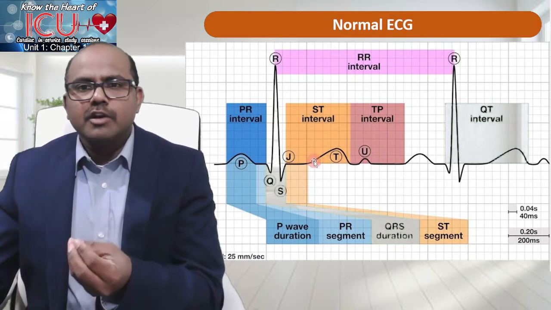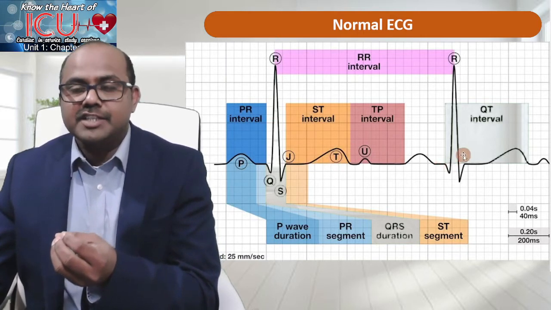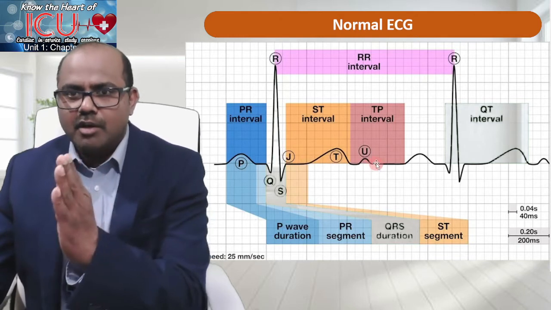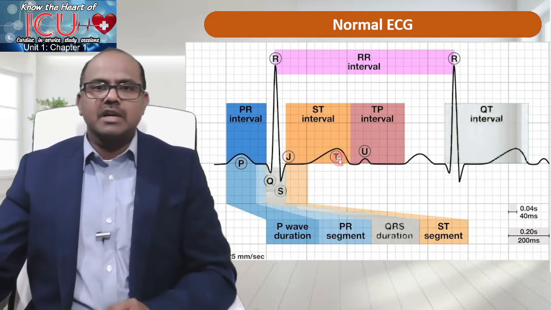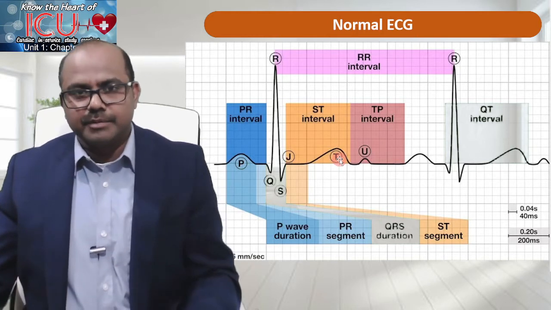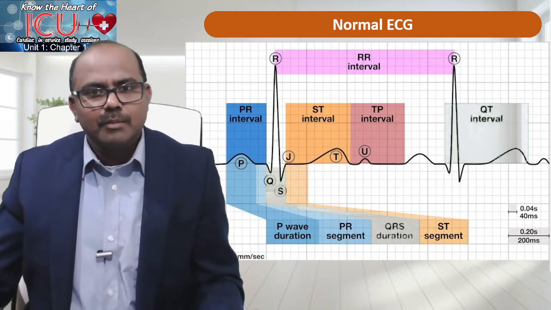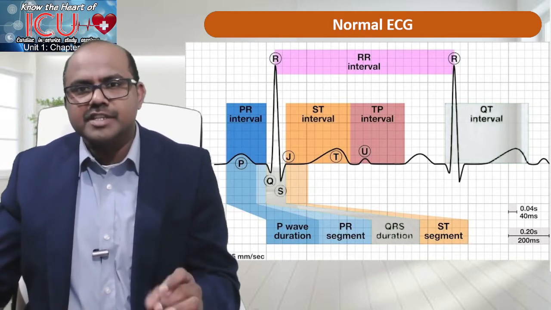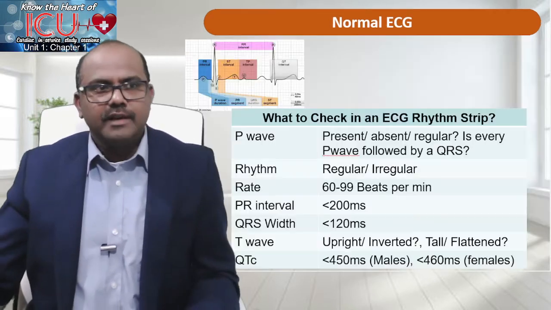In case of a prolonged QT, what happens? If the QTc is prolonged, the next R wave can fall on top of the T wave. That can cause your R on T phenomenon and ventricular fibrillation. That's really hard to revert back. So this is all about your normal ECG. These are the normal characteristics, normal waves, normal intervals, and normal segments of an ECG.